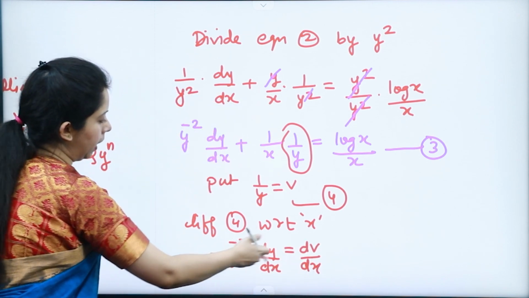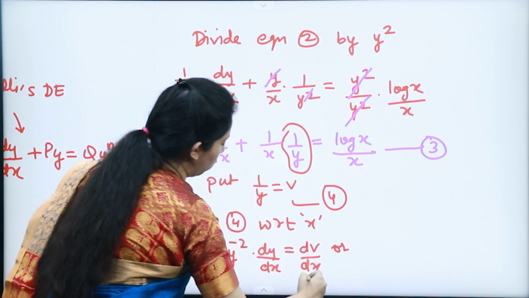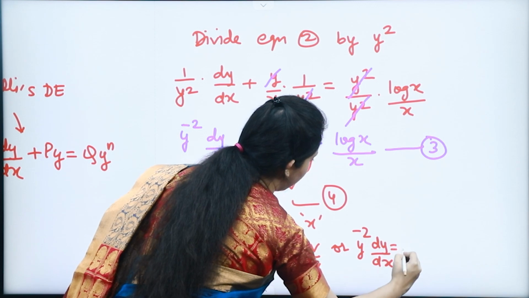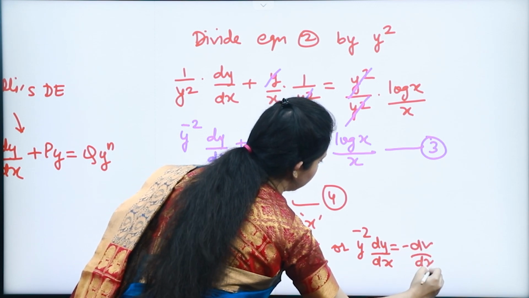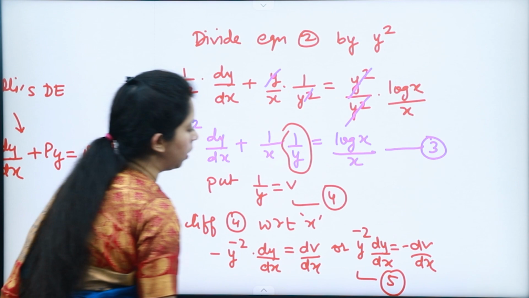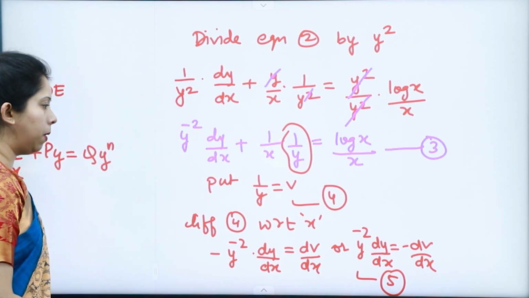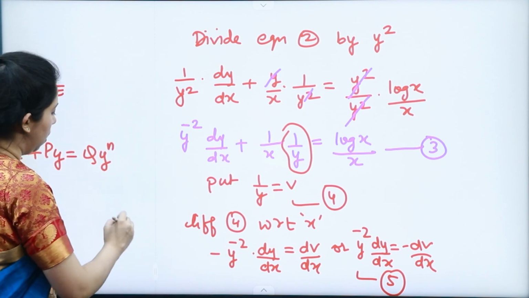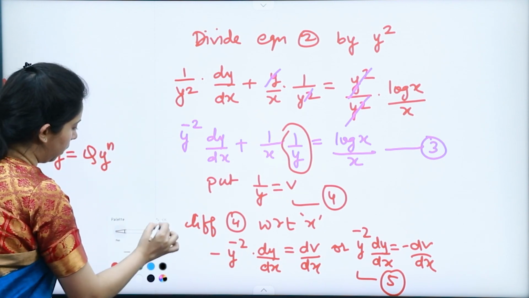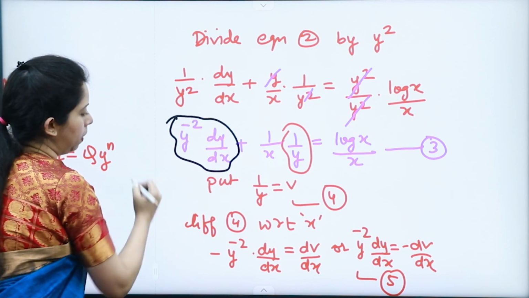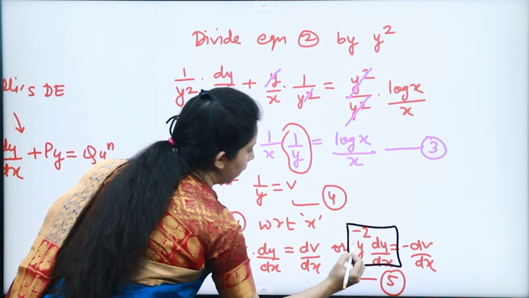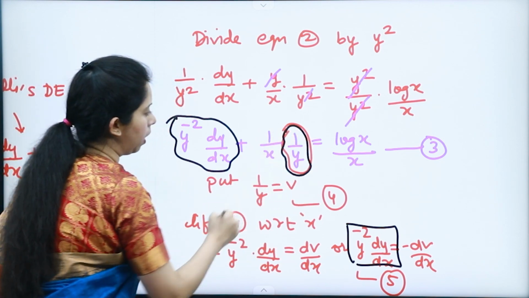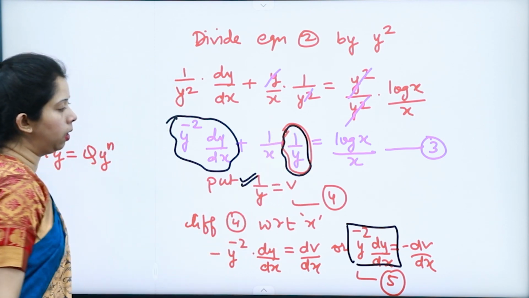Or you can multiply the negative sign by the whole equation and we will get y raised to the power minus 2 dy over dx is equal to minus dv over dx. So here we can mark this as equation number 5. So next step is to substitute the value of 4 and 5 in equation number 3. Here you can see that the first term can be replaced from equation number 5 and the second term 1 upon y can be replaced from equation number 4.